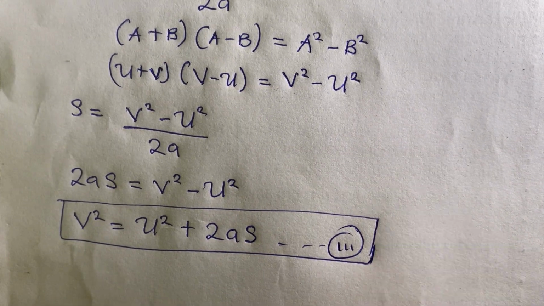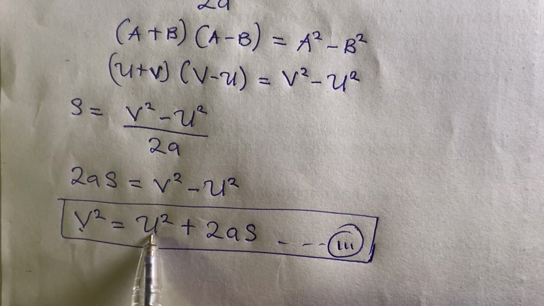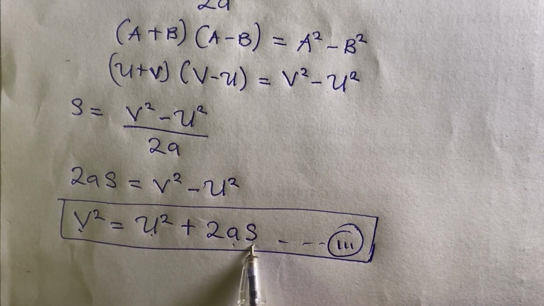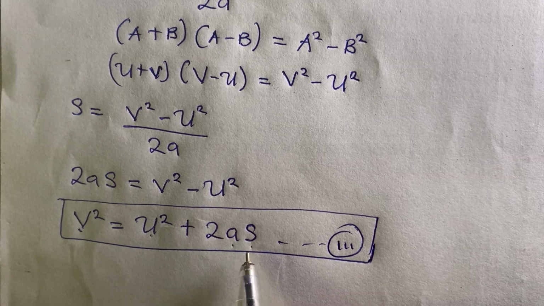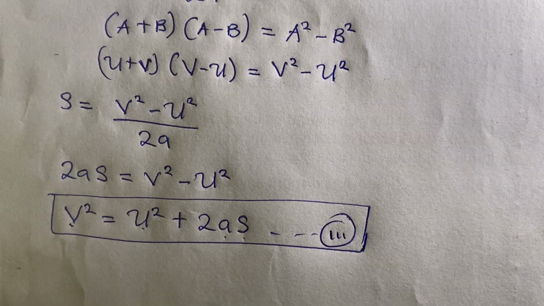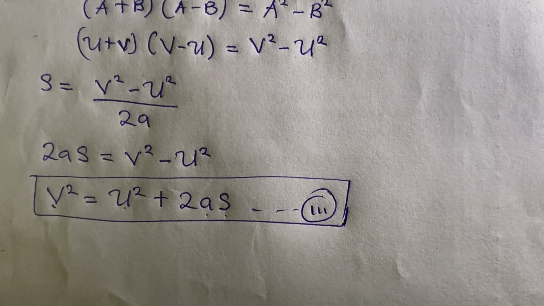From here, you notice that this is your final velocity squared, your initial velocity squared, your acceleration, and your change in position, which is your displacement. So with this understanding now, you can solve all questions on equations of motion.